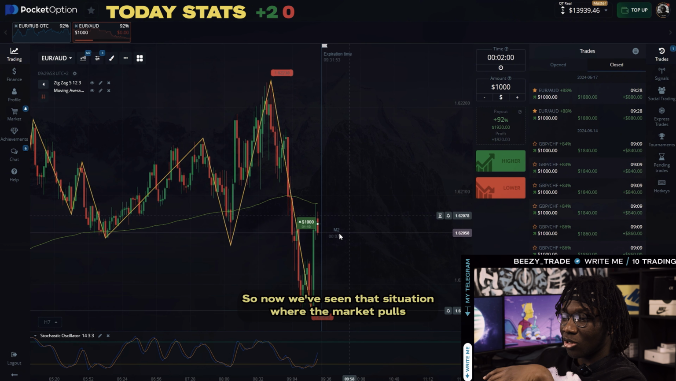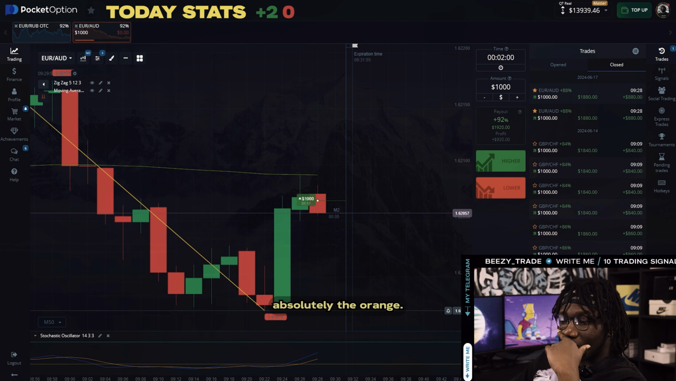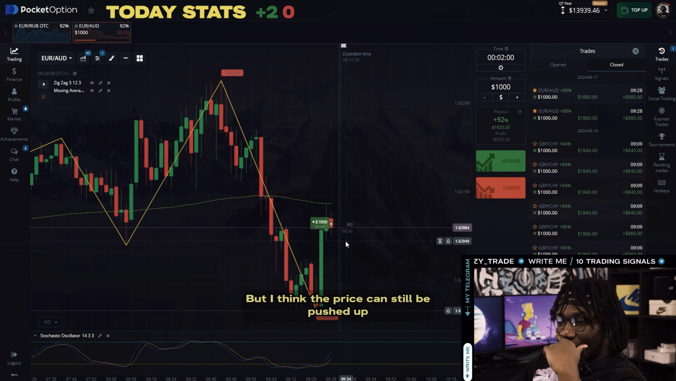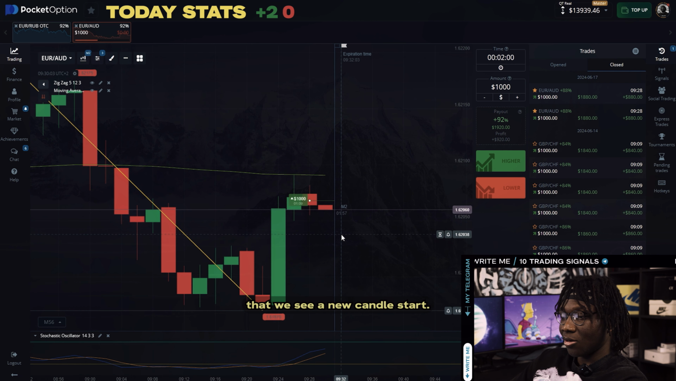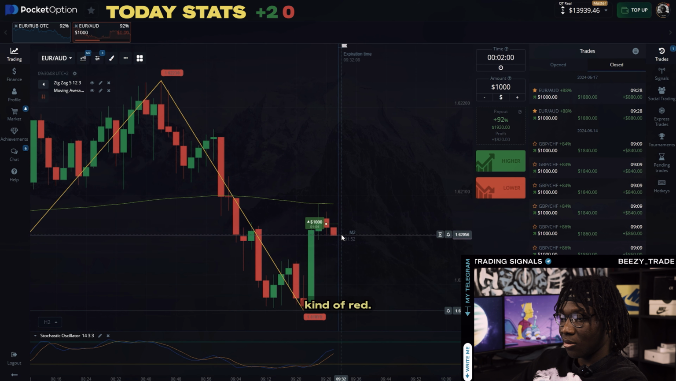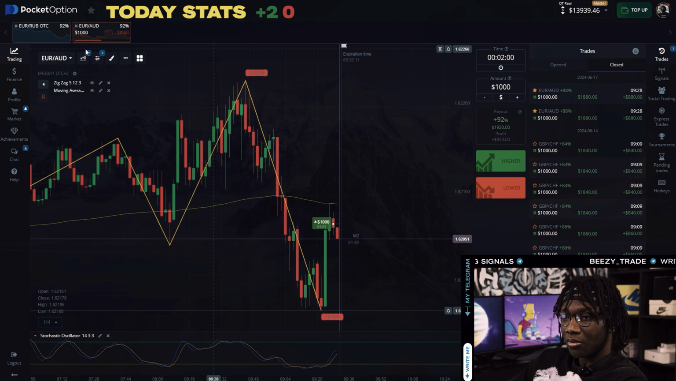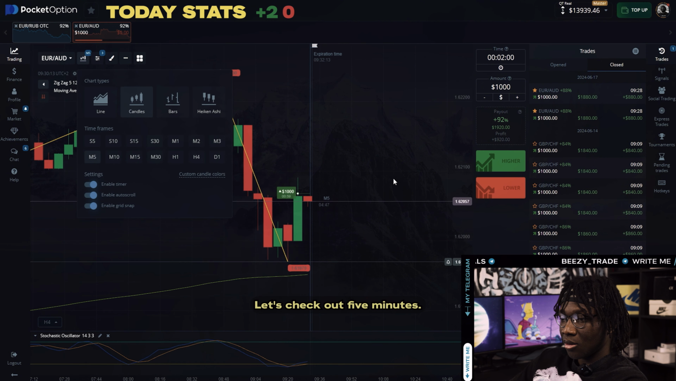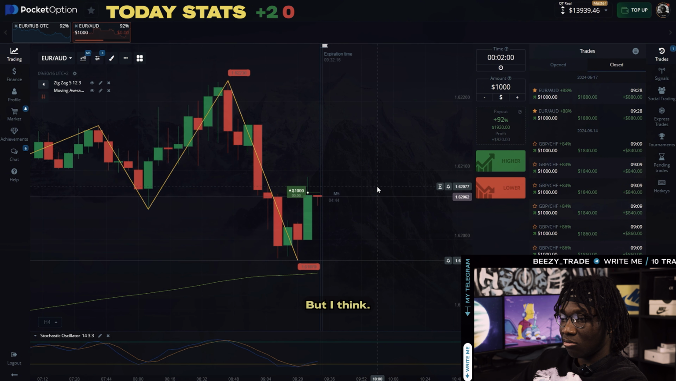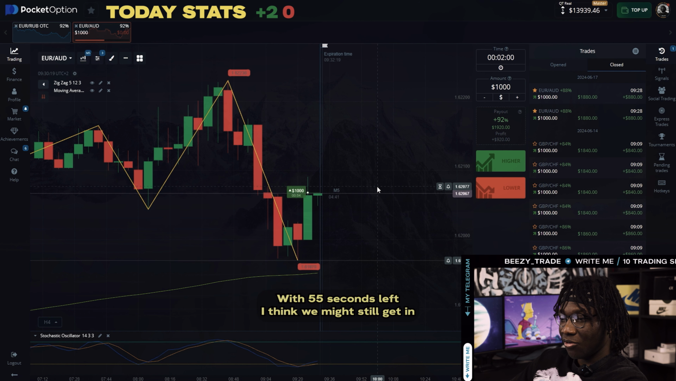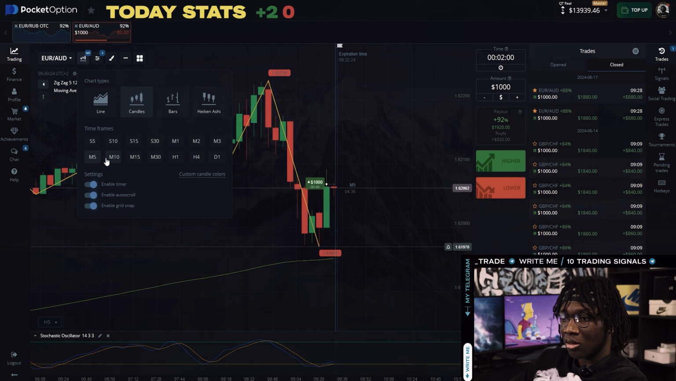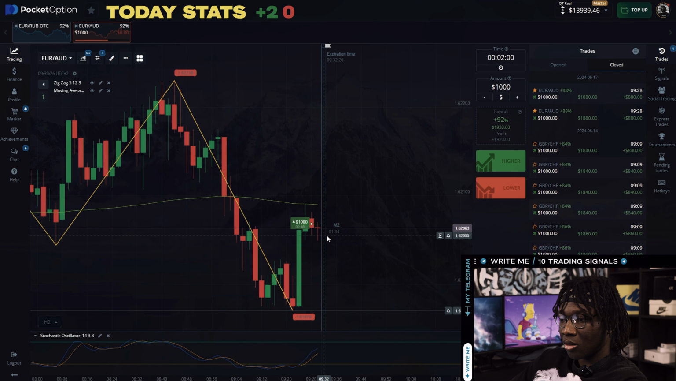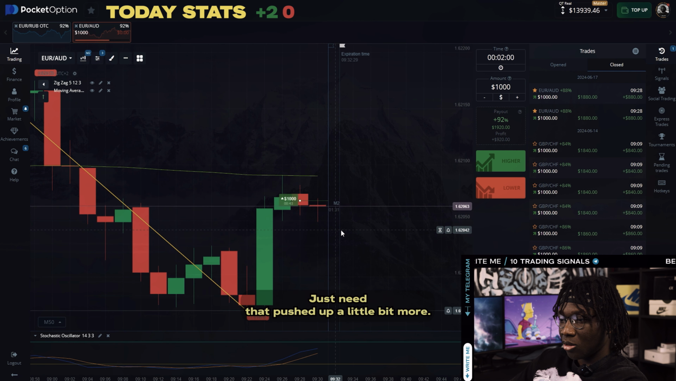Now we're seeing that situation where the market goes absolutely downwards, but I think that price can still be pushed up. So we see a new candle start, and in this case it's staying kind of red. Let's check out 5 minutes. Seeing the same situation here, but I think with 55 seconds left, I think we might still get in the money. Just need that pushed up a little bit more.